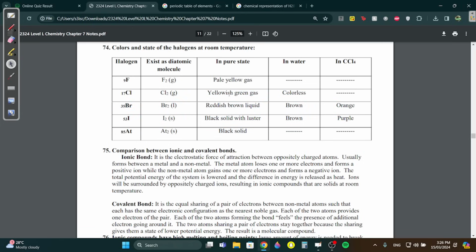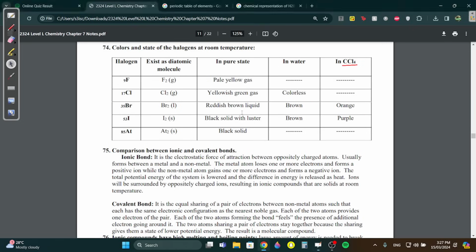Look, in water, chlorine is colorless. Bromine in water is brown, and iodine is also brown. Since they're both brown in water, how would you distinguish between iodine and bromine? They add carbon tetrachloride, which is CCl4. Once you dissolve in CCl4, what distinguishes them is that the bromine becomes orange, but the iodine in CCl4 becomes purple. That's how you distinguish between iodine and bromine.